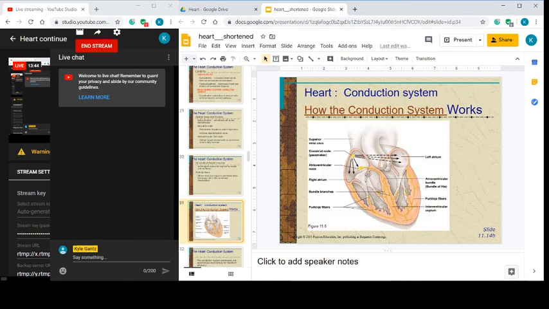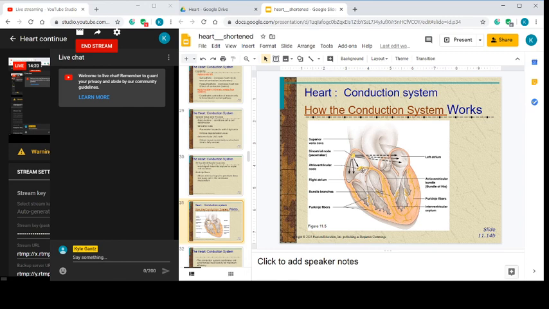Okay? We have our sinoatrial node, right? It's going to start a signal in both the right and the left atrium. Okay? This signal is going to travel through the atria, cause a contraction, and cause the blood to be forced into the ventricles. That signal is going to hit this AV node, the atrioventricular node. It's going to delay for a split second, allowing the rest of the blood to be shot into there.